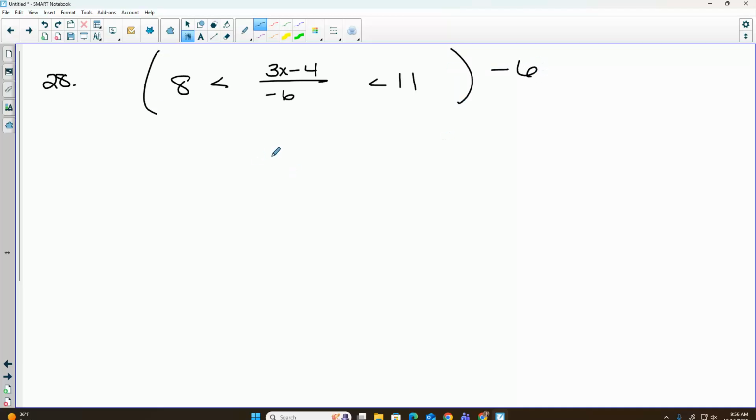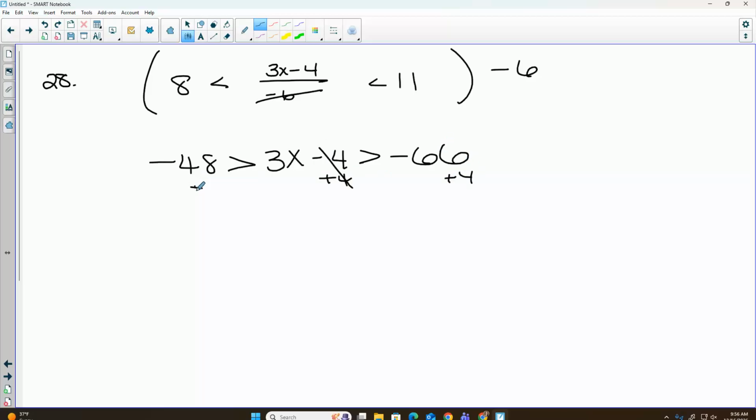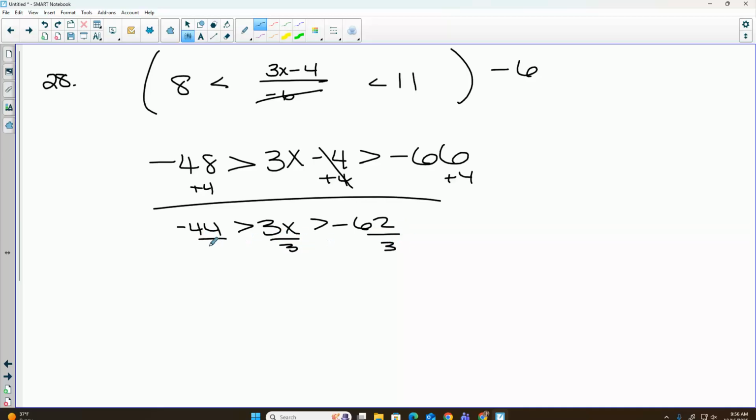If you multiply by a negative, what's going to happen? Good. So this would cancel. Just leave it 3x minus 4 greater than negative 66. Now we add a 4 to all pieces. So negative 44 greater than 3x greater than negative 62. Divide everything by 3. So negative 44 greater than x greater than negative 62. That should be negative 44 over 3.